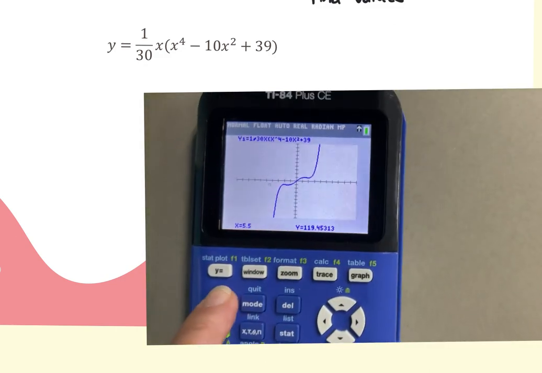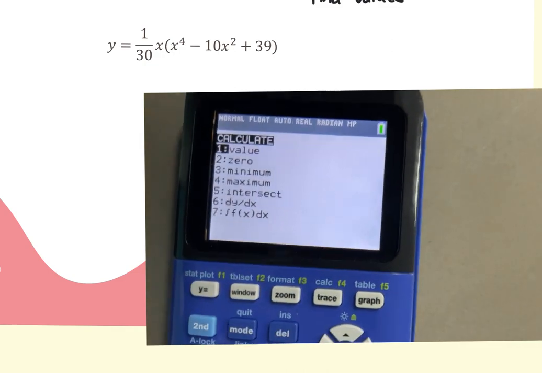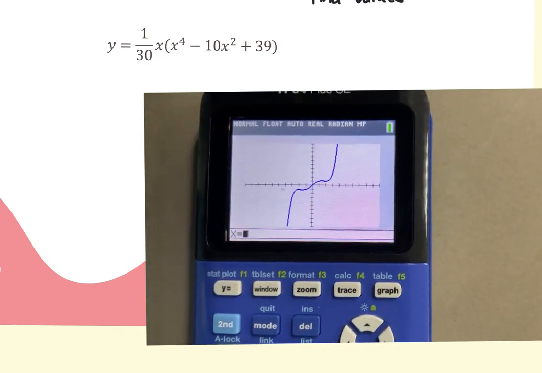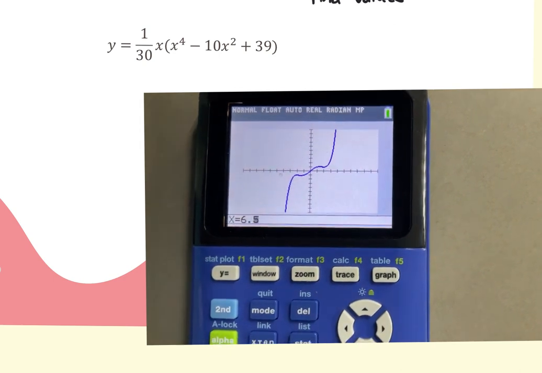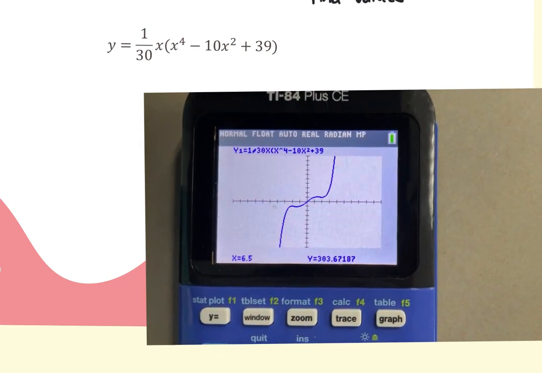So I went to second, trace, and the very top one is value. If I wanted to know where x was 6.5, I would type in 6.5, where x is 6.5. And it's going to give me, on the bottom, the y coordinate.